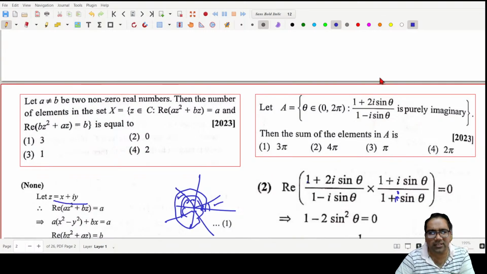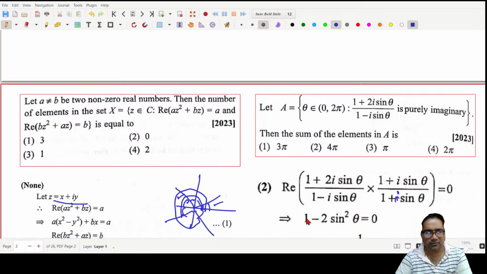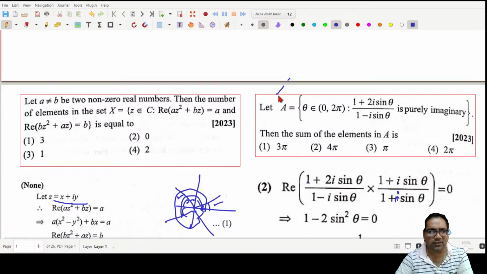This one, just do it yourself and tell me whether you are getting 4 pi or not. Multiplying with the conjugate and gathering the real part. What's the question? This one.